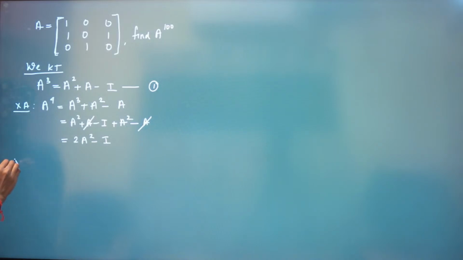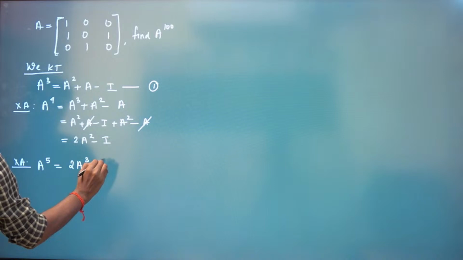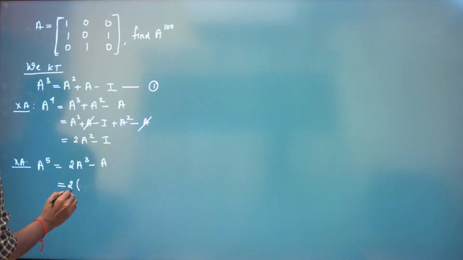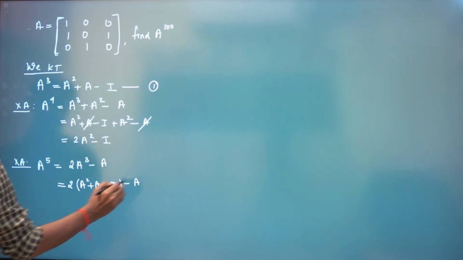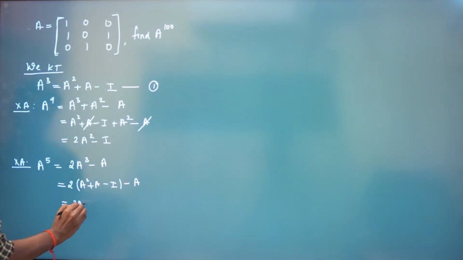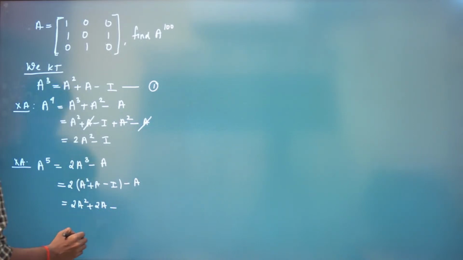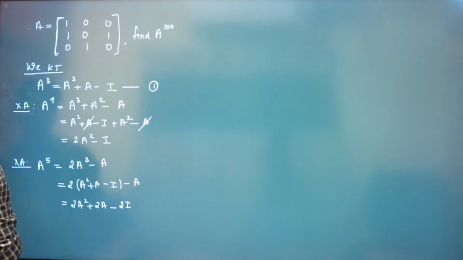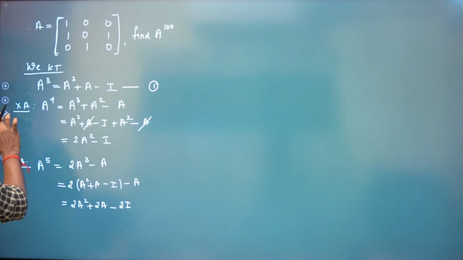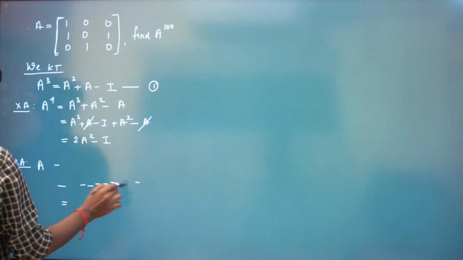So multiply A again. What is A power 5? A power 5 is 2A cube minus A. So 2 times A cube, that is A square plus A minus I, minus A. So we have 2A square plus 2A minus 2I. Or else we will find A power 6 directly, because 100 is an even number, right?